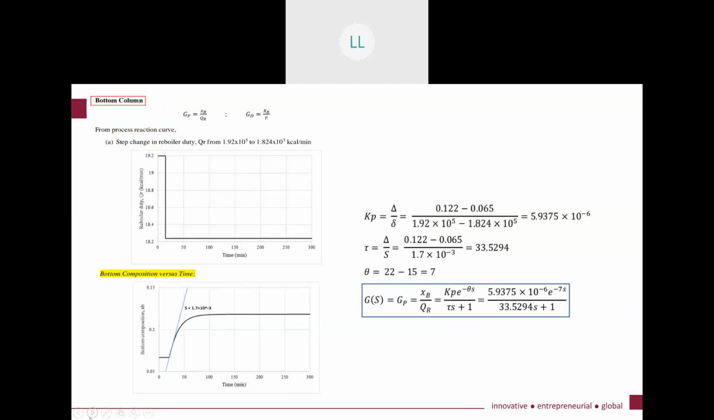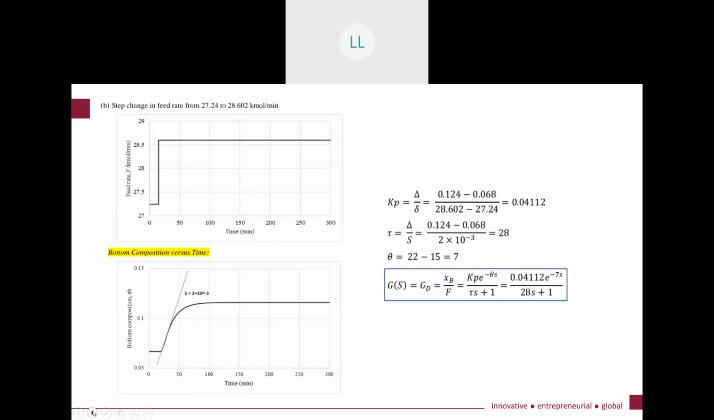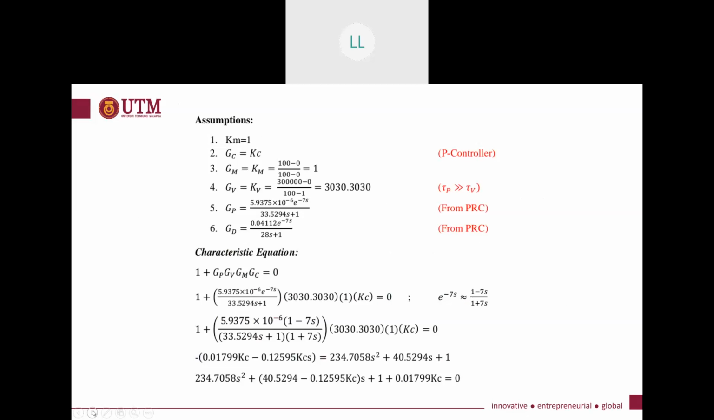For the bottom column, we have to find GP and GD, where GP is equal to XB over QR and GD is equal to XB over F. From the step change response graph, we use method 1 to find GP and GD. After that, we have to find the stability range for the controller.